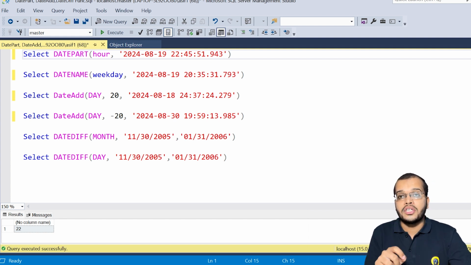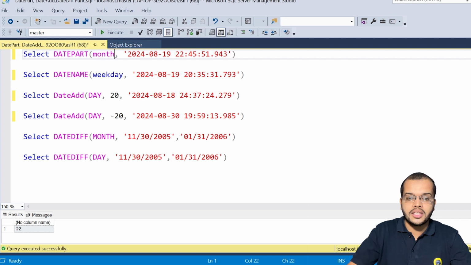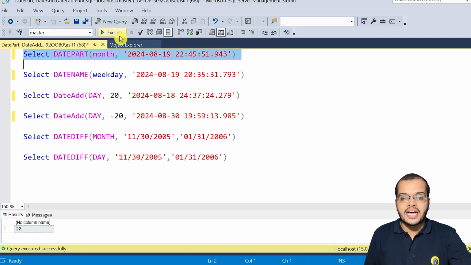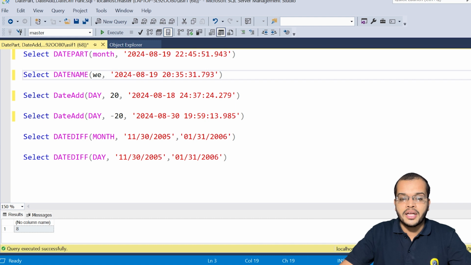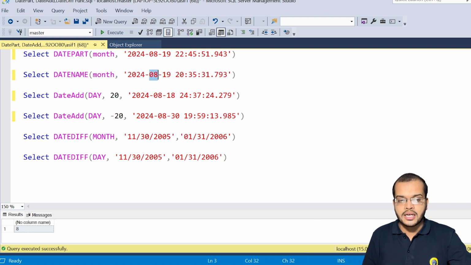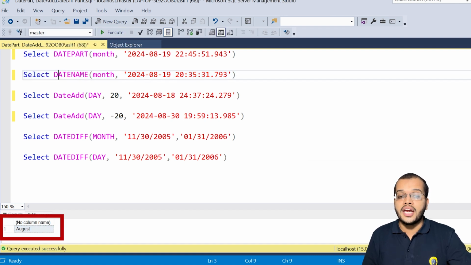Now, in the next date function we are going to get the name of the date. When I kept month here, we got the month as 8 in the output. Am I right? Now, instead of DATEPART, I would like to see the name of the date in the output. So I will write DATENAME here. In the same example, instead of weekday, let me keep it as month. The 8th month is August. If I execute it, we are getting August. Am I right? So DATENAME.